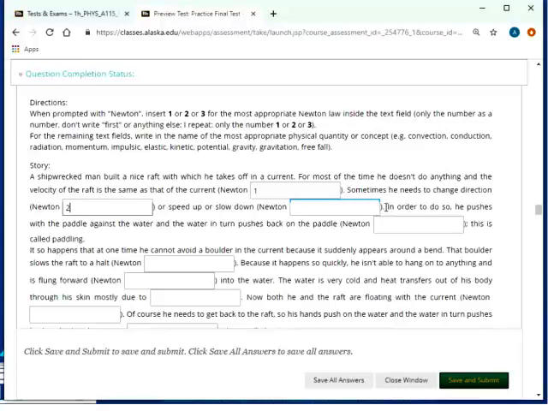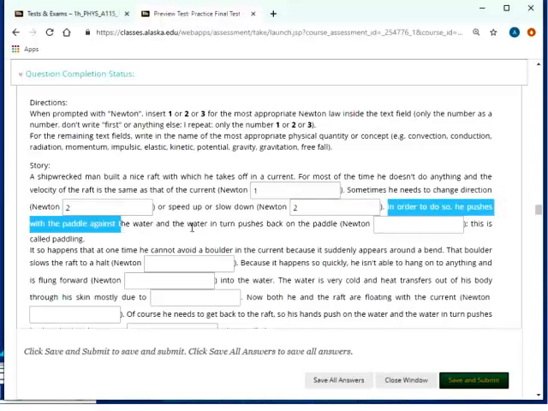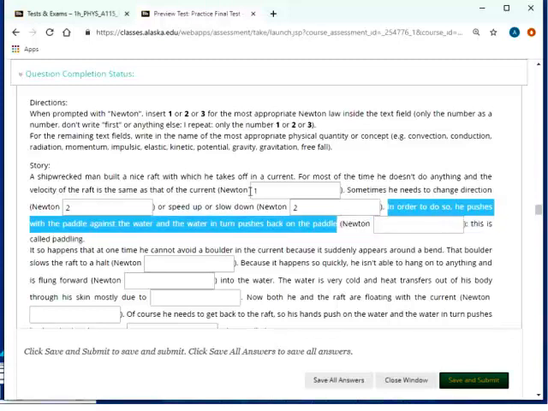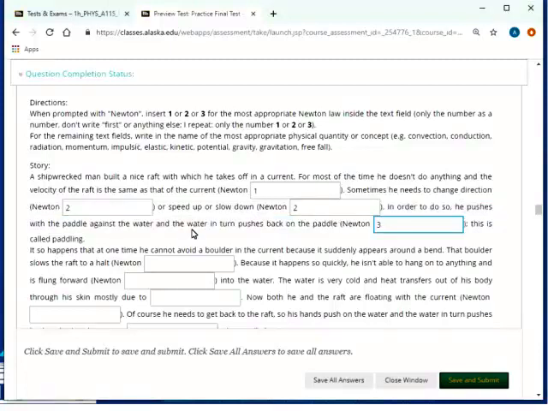In order to do so, he pushes with the paddle against the water. And listen carefully. He pushes with the paddle against the water, and the water in turn pushes back on the paddle. Two objects that are interacting with each other exert the same force on each other. I don't mention that here, but it's implied, and that is Newton's third law, the action-reaction principle. Two objects exert the same force on each other in opposite directions, of course. As it says here, the water in turn pushes back on the paddle. This is called paddling.